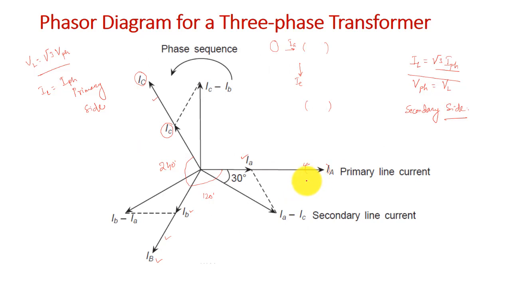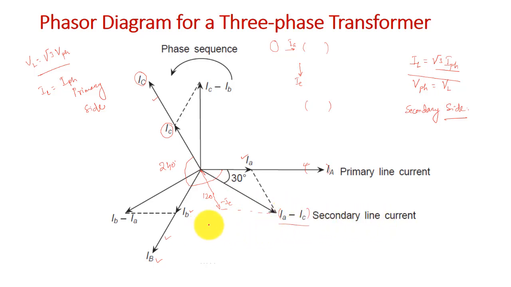Now, if I want to plot these line currents, how will I plot this? Obviously, your IA is there and I want IA minus IC. So IC will be here somewhere, and minus IC will be here, because IC is here. So IA minus IC will be the net current here, that will give me the secondary line current, right.